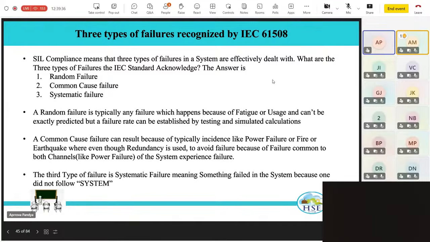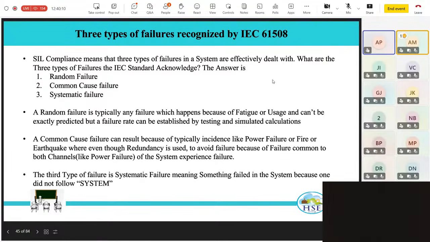Now, the second type of failure is common cause failure. That means a particular failure can happen because of some indirect causes. I'm just giving a practical example to understand. Suppose you are using a transmitter to measure the level of a tank, and process people said that no, no, only one transmitter if you use, if that fails, then how will we come to know the level?